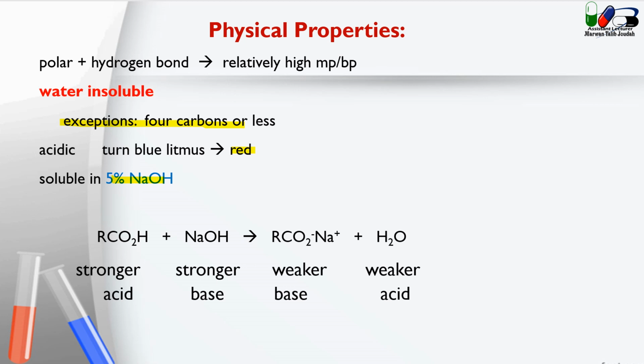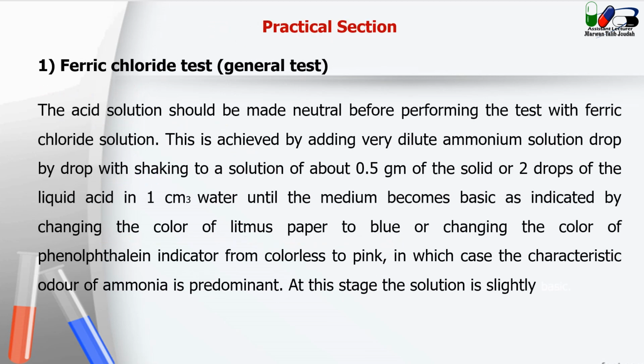Let's see here, or down here, the strong acid and strong base, weak acid and weak base, and so on. Now let's move to the practical section. For this part, we are going to distinguish between a carboxylic acid and other types of molecules. It could be an aldehyde, a ketone, or an alcohol.